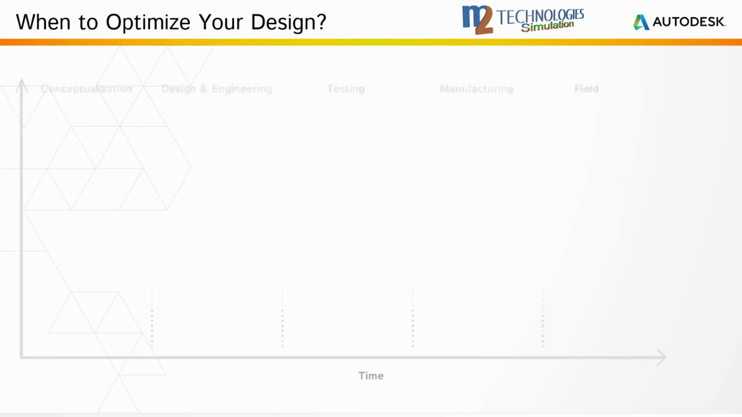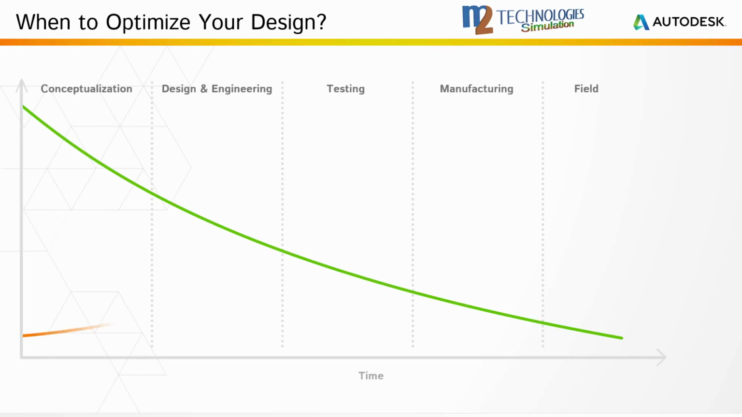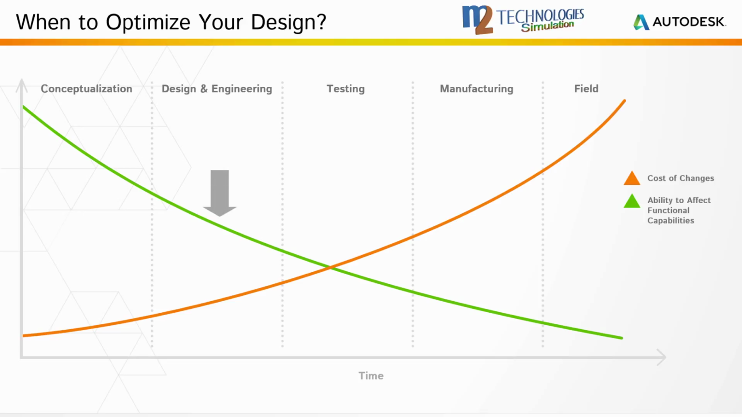So when is the best time to simulate and optimize your design? Over the product development lifecycle, the ability to affect the functional capabilities of the design declines as the cost of making changes increases. The best time to identify failure modes is during the design and engineering phase. This way, the design is still flexible enough to make the necessary changes, and the cost of those changes is minimized.